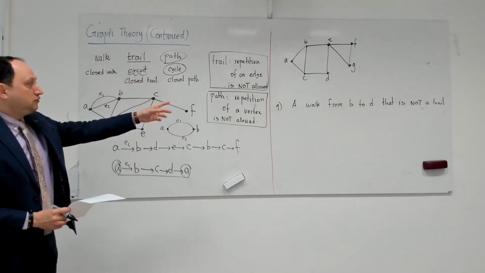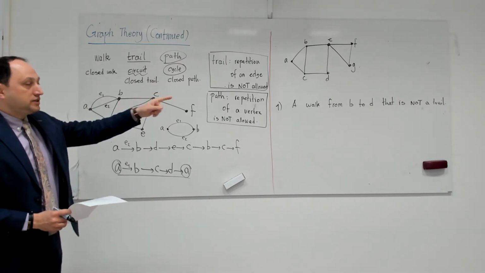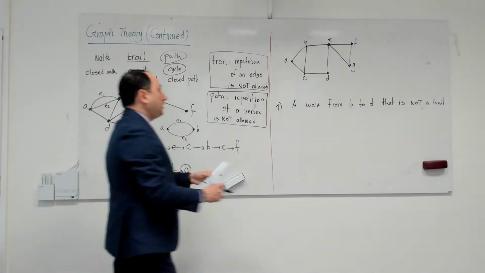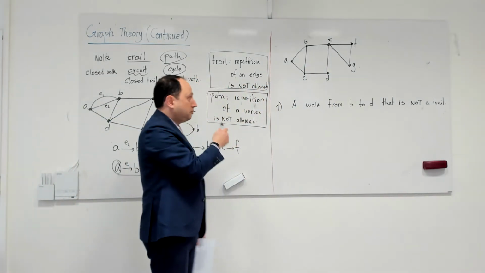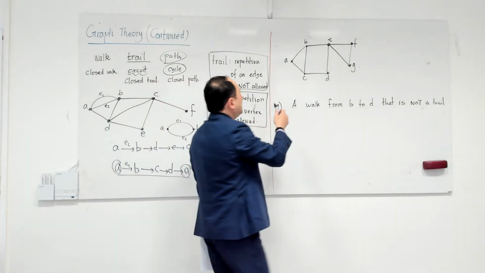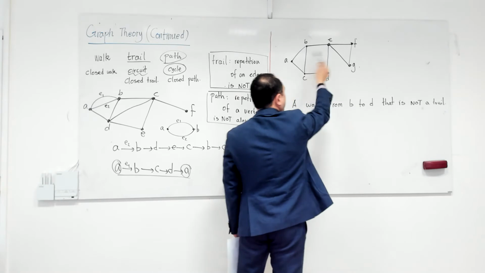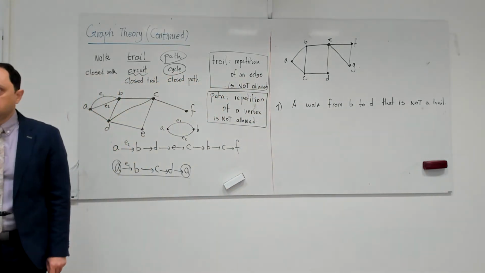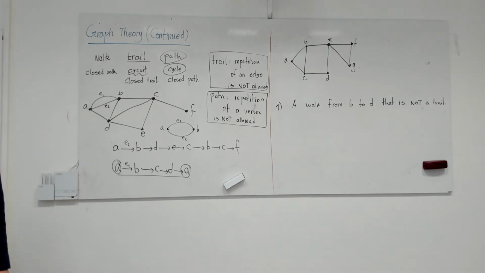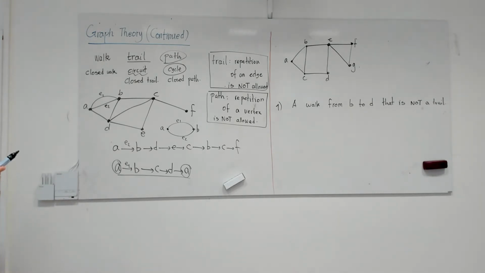And I ask you, give me a walk from B to D so that it is not a trail. For example, if I go from B to E, E to D, that is definitely a walk from B to D. But this is also a trail, yes? Because no edge is repeated in that case. But I want you to give me a walk from B to D that is not a trail.